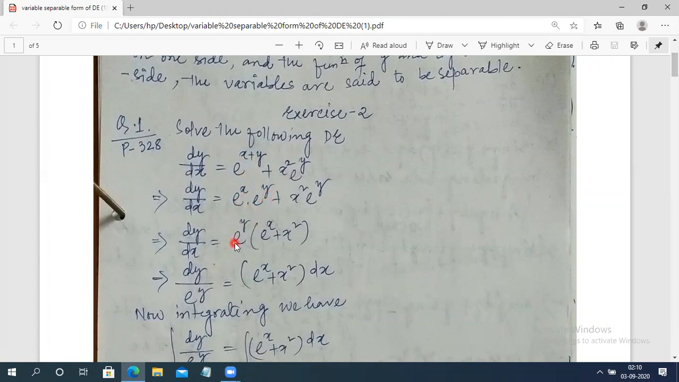Now if we take e to the power y common in the right hand side, we will get e to the power x plus x square. Now you can see that the variables can be separated very easily. That means this e to the power y we can take on the left hand side along with dy, and e to the power x plus x square in the right hand side along with dx. Now after separating the variables of x and y, we can easily integrate these functions.